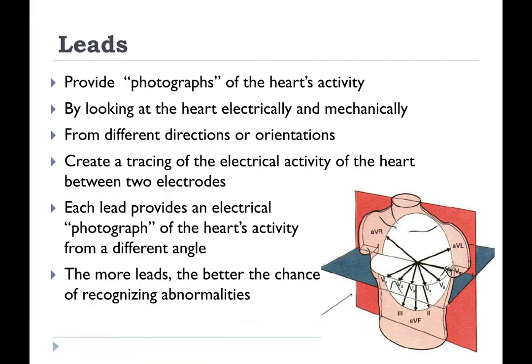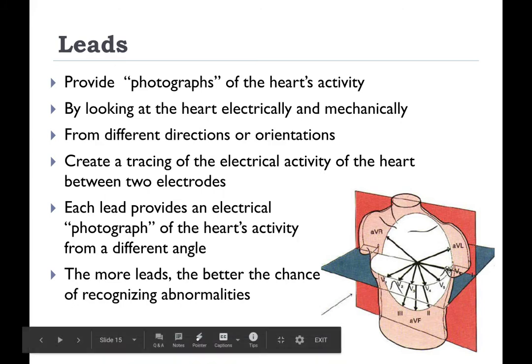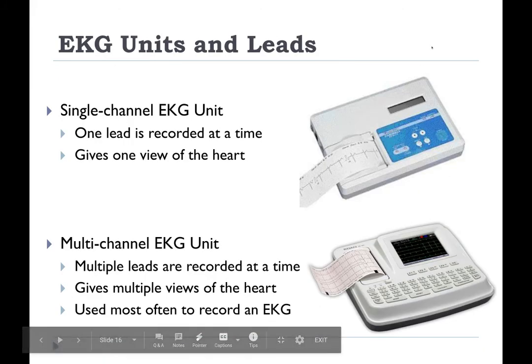Those leads provide different photographs of the heart's activity by looking at the heart electrically and mechanically from different directions or orientations. And this creates a tracing of the electrical activity of the heart between two electrodes. Each lead provides an electrical photograph of the heart's activity from a different angle. So the more leads you have, the better the chance of recognizing abnormalities. So there are different ways to run EKGs with different quantities of leads, but the more you have, the better pictures you'll get, the more pictures.